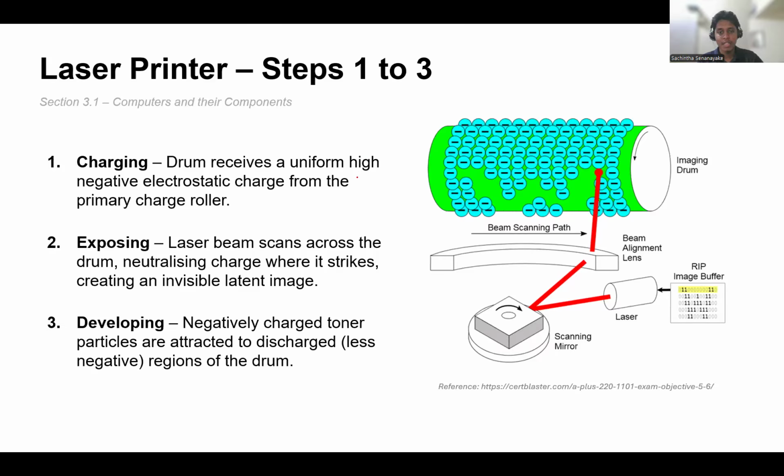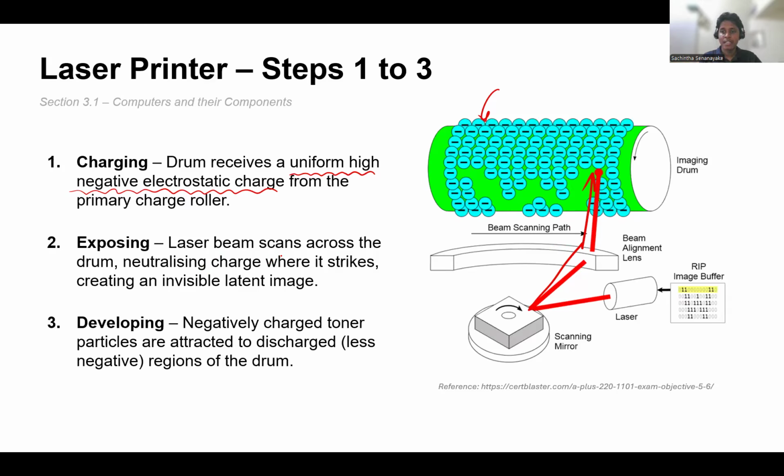The drum that's rotating receives a uniform high negative electrostatic charge, right? And that's these cyan blue colored circles with negatives inside them representing it. So that's the uniform electrostatic charge that's distributed across the entire drum. And then we perform the second step, which is exposure, where we shine a laser beam into parts of this drum, which scans the drum left to right. And essentially, everywhere that the laser strikes the drum, the charge gets neutralized.